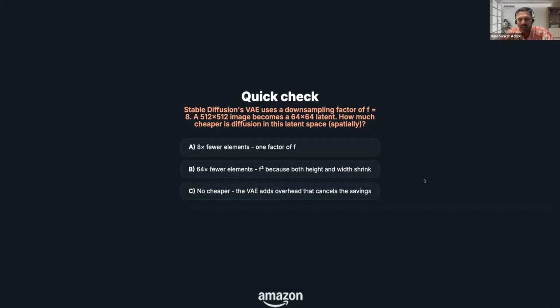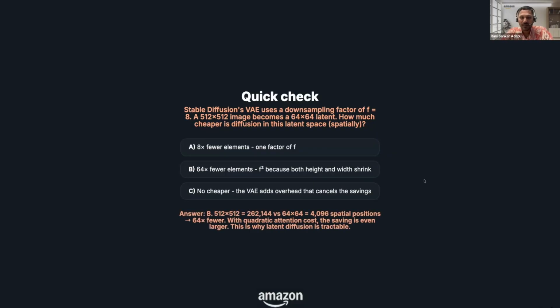Stable Diffusion's VAE shrinks by a factor of 8. So a 512 by 512 image becomes a 64 by 64 latent. The question is, how much cheaper is the diffusion in terms of spatial size? You can take a guess.